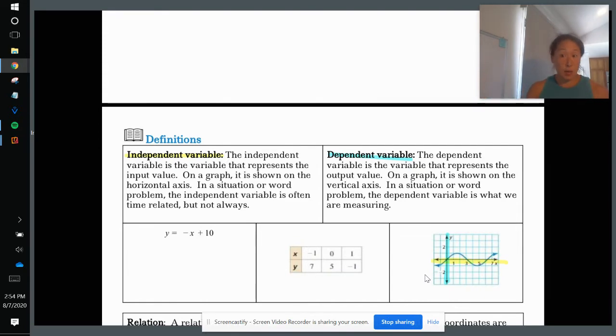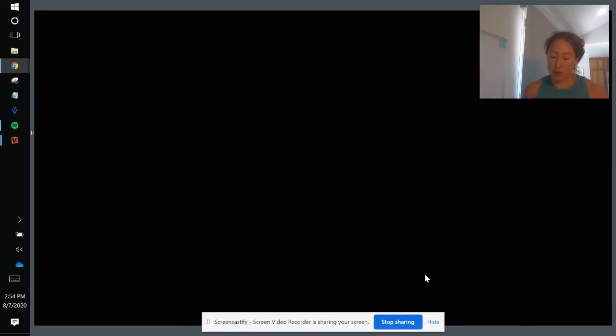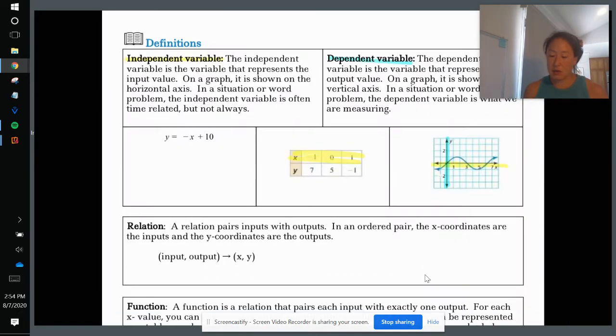On a table, the independent variable is the x-axis or the x variable, and the dependent is the y. The output in an equation is the y usually, so we call that the dependent variable, where the x is the independent variable. Honestly, we can use any letter we want. We just have to define what we want as our independent and dependent variable.